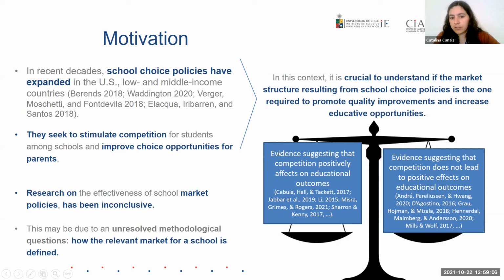We have a lot of research that found that there is a positive association between competition and educational outcomes, and many other studies found no relation between the two variables. And we think that this inconclusiveness of the research may be affected by an unsolved methodological issue, and that is how we define the relevant market for schools. As school markets are geographic, it is not very straightforward how to measure that, how to limit the market. So we wanted to analyze that.